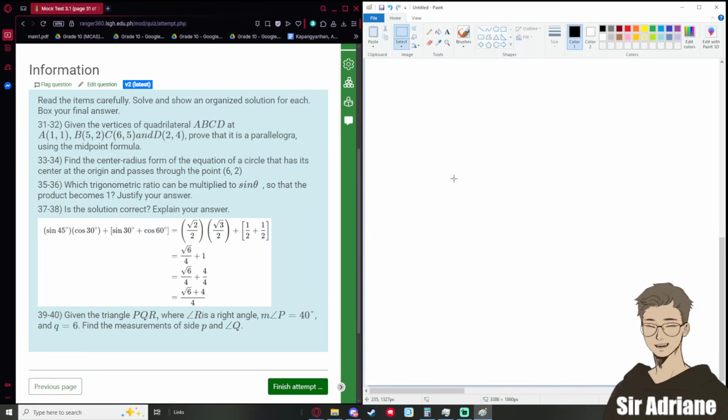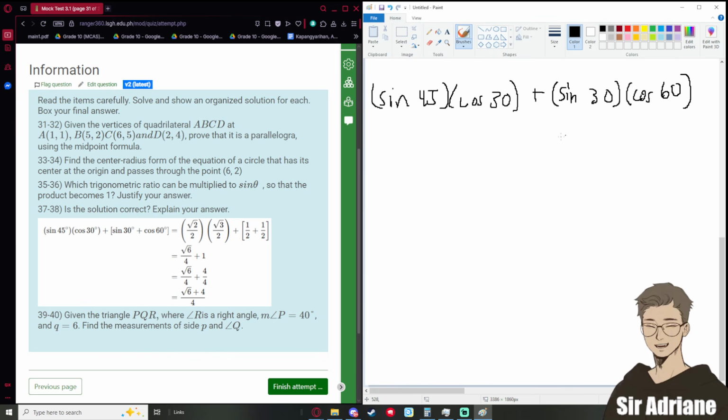Next item, 37 to 38. Is the solution correct? Explain your answer. So we're verifying that sine of 45 times cosine of 30 plus sine of 30 times cosine of 60 is equal to square root of 6 plus 4.